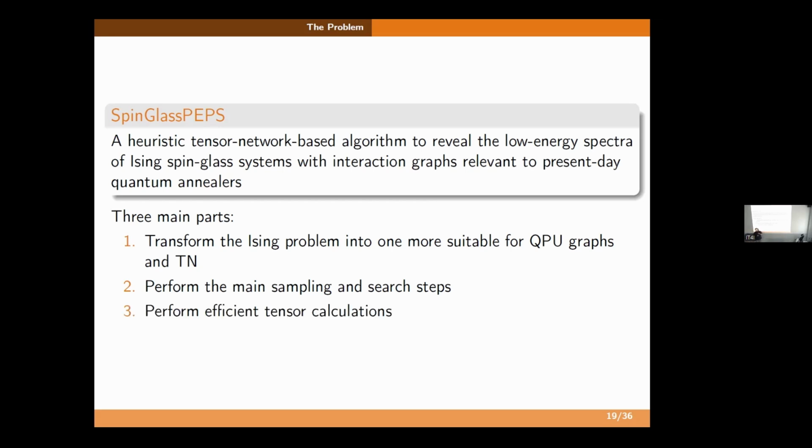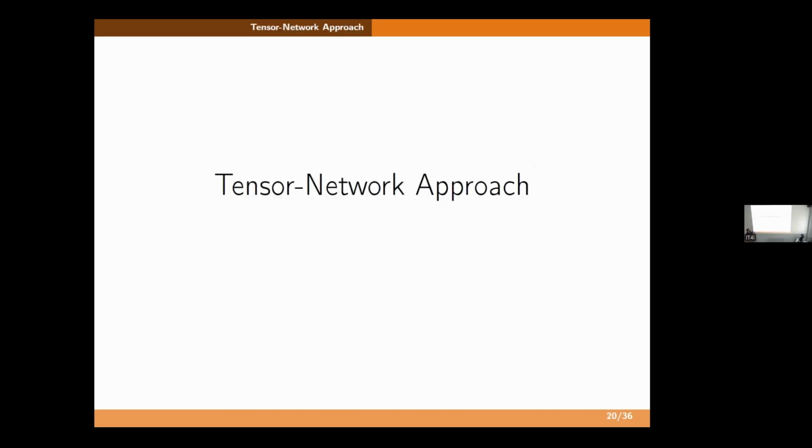And third, we want our tensor network calculations to be efficient because the matrices there are becoming really large really quickly. Okay, so how did we solve these problems? And I want to ask, any questions for now about quant? Yes?